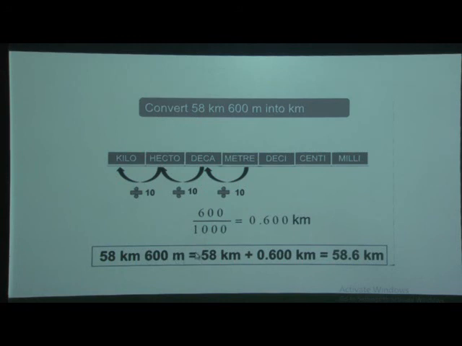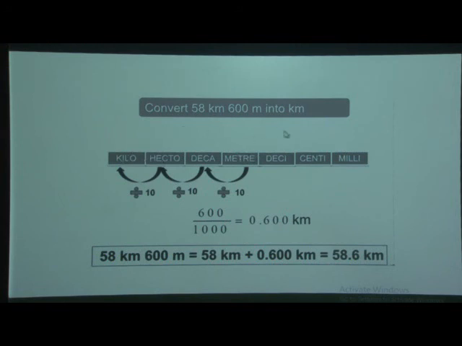Now our question is, convert 58 kilometer 600 meter. So this is equal to 58 kilometer, and when you add 0.600 kilometer it will give us 58.6 kilometer. So by adding this, whatever it is here, you write as 00, and by adding both, the answer is 58.6 kilometer.